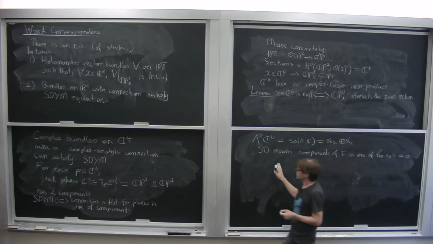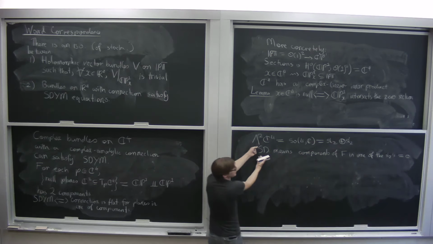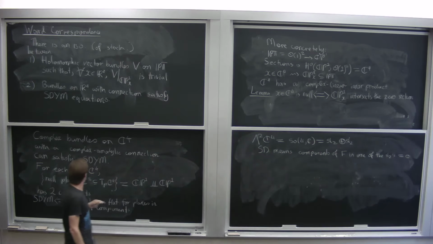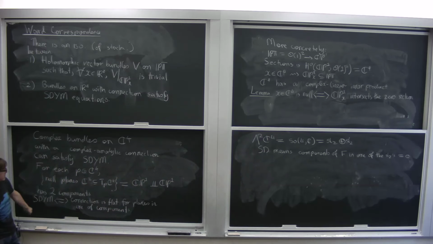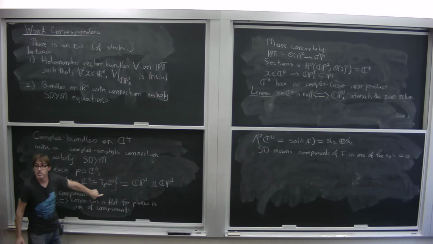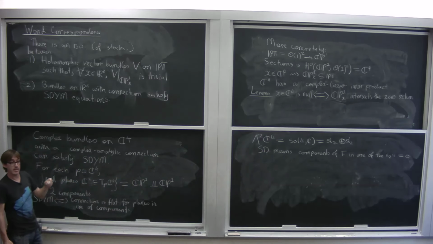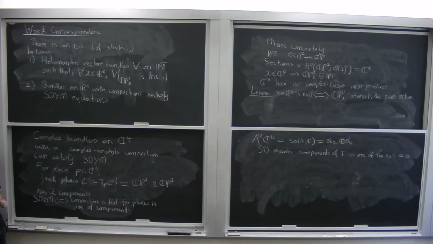And then, okay, so this is some equation. And the observation is that it's the same as this one, that on certain null planes, the curvature vanishes. And it's a really trivial observation. It's saying the connection is flat for planes in one of the components.